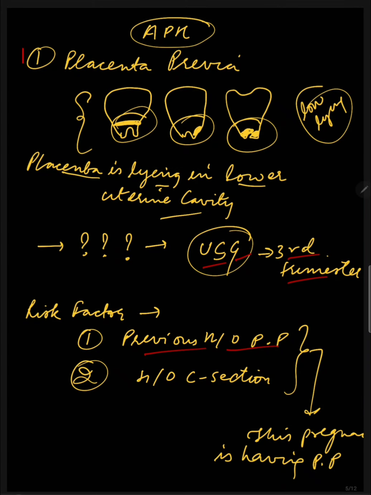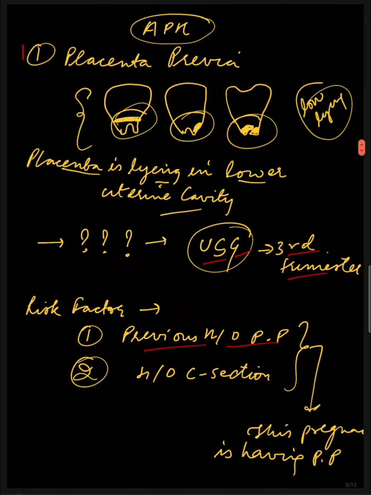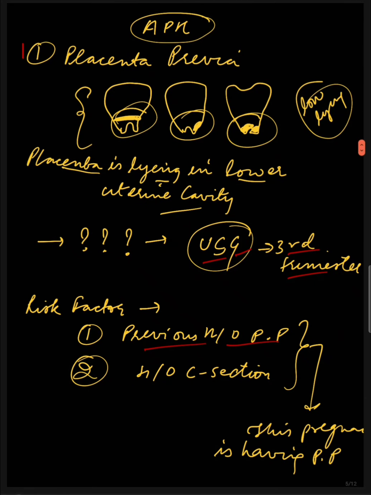All right, where does the placenta lie? Normally the placenta is in the upper uterine cavity, right? But why is the placenta lying in the lower uterine cavity? There can be many causes for that. If the placenta is large, if there are other conditions present, if the endometrium is not good, if there is endometriosis, if there are previous surgeries, C-sections and all. We'll be seeing that further.